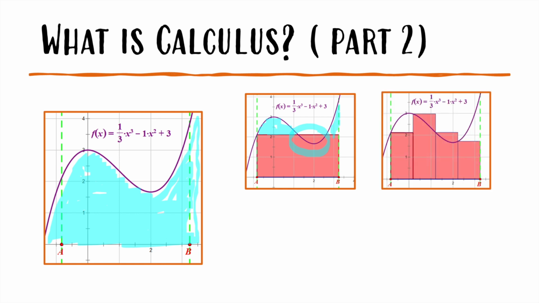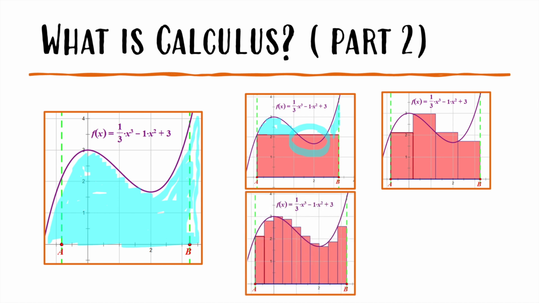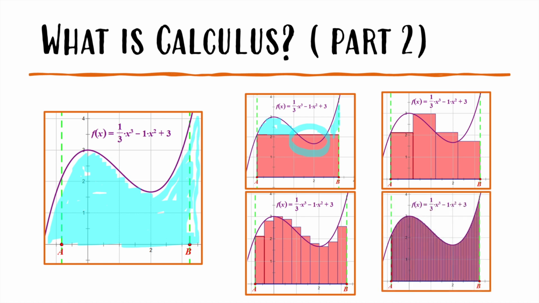So I could use a couple smaller rectangles. That helps a little bit. If I use even more rectangles, see, now we're getting somewhere. And even more rectangles. Now that's amazing. But can you ever find the exact area under the curve?